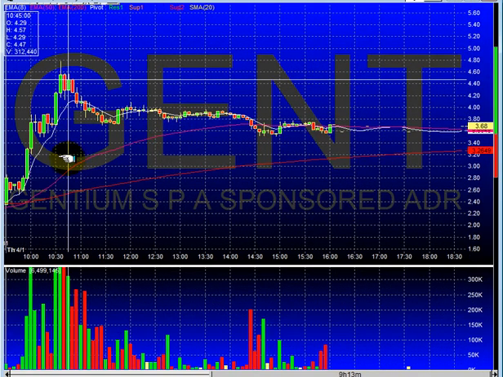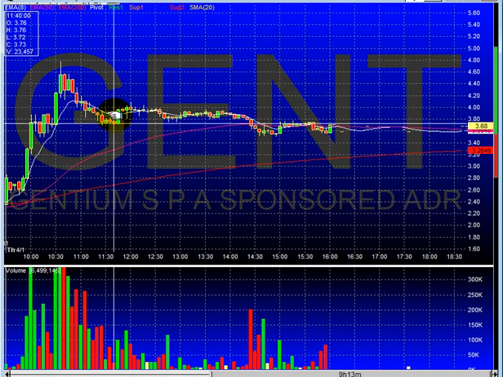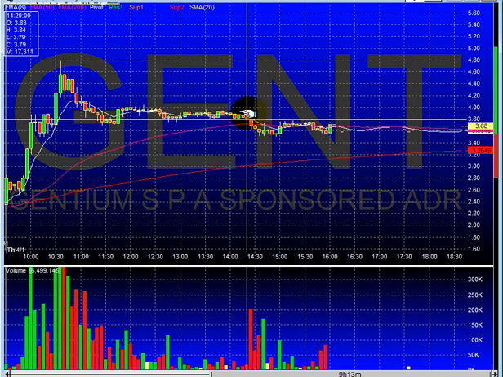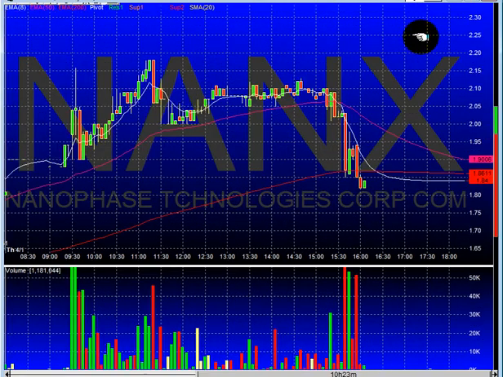Okay, Gent. This was a little bit different. What we did was we went way up, and then it actually faded, and then it had the sideways consolidation, and it kind of busted that bottom zone of it, and you didn't get much from it. So that really wasn't so great, but at least there was some sort of call to it.